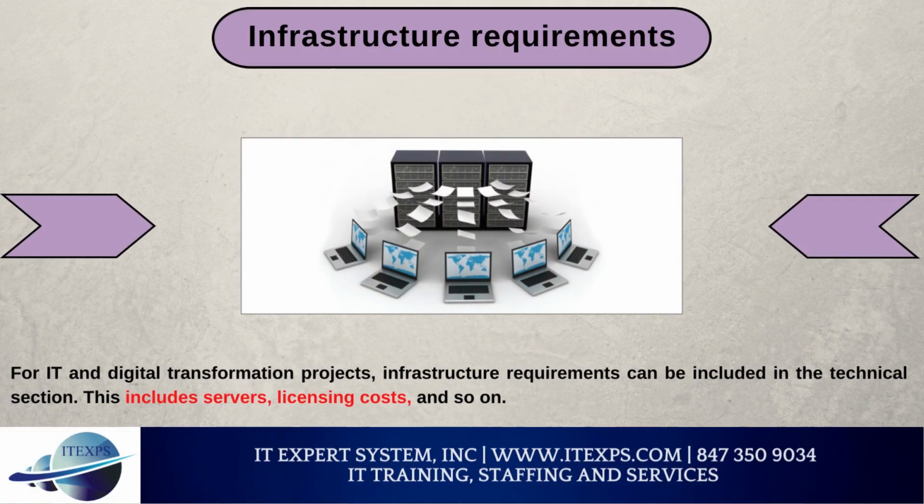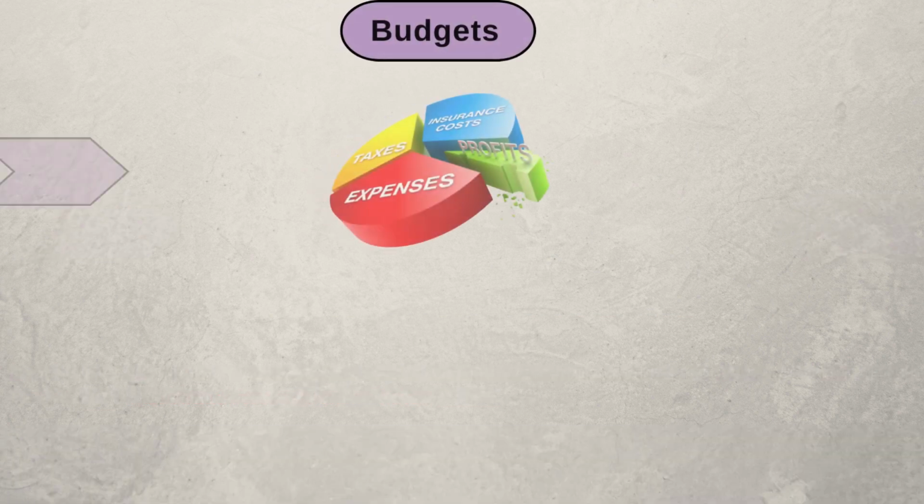Infrastructure requirements. For IT and digital transformation projects, infrastructure requirements can be included in the technical section. This includes servers, licensing costs, and so on. Budgets.